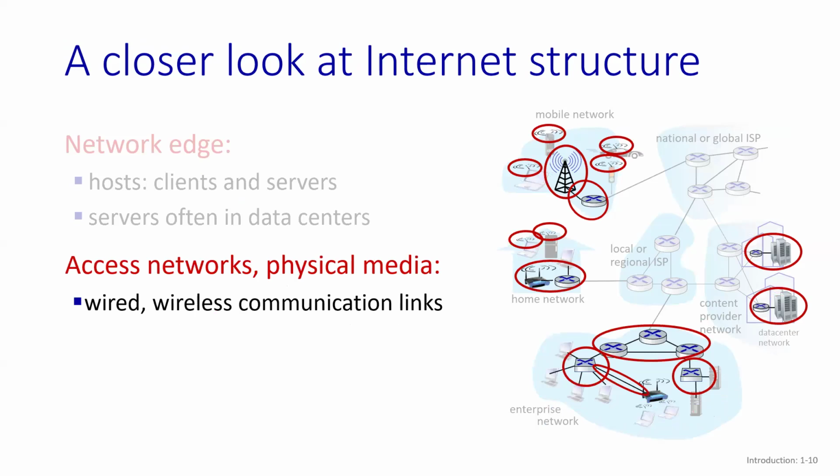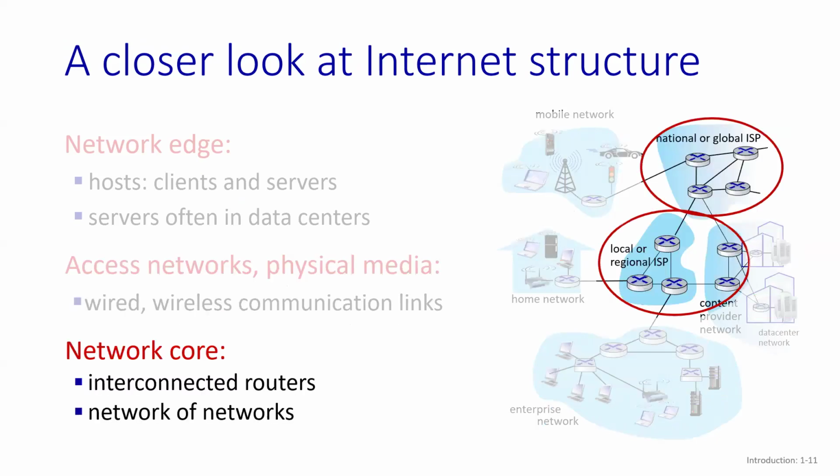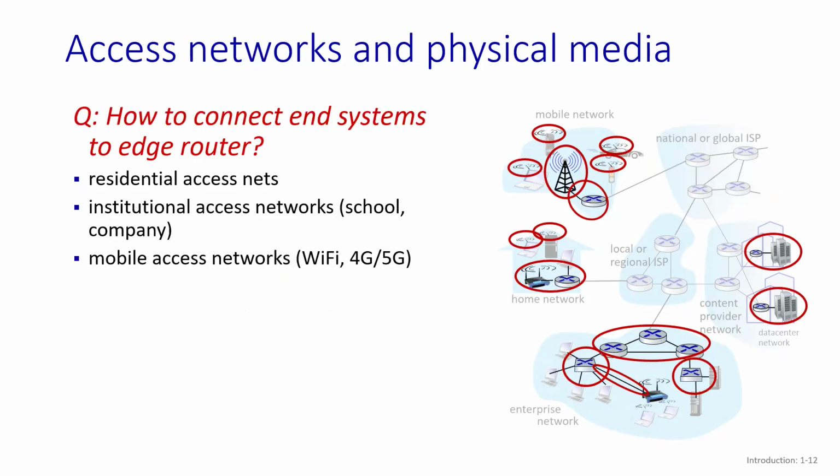We have the access networks. It could be a mobile network, a home network, or enterprise network. And then we have the core of the network, which is basically the network of routers of ISPs, which are connected to each other. So the question is that how do we connect the end devices to the edge routers of these access networks? So it really depends on in which access network you are.